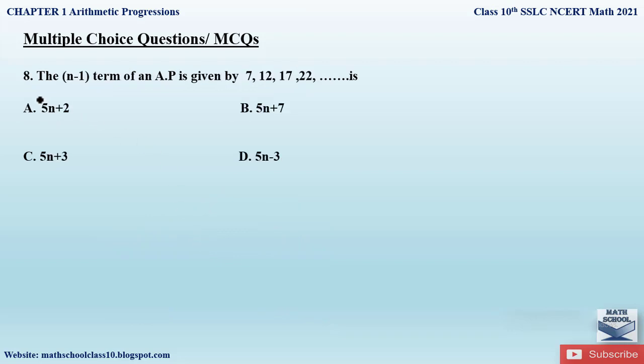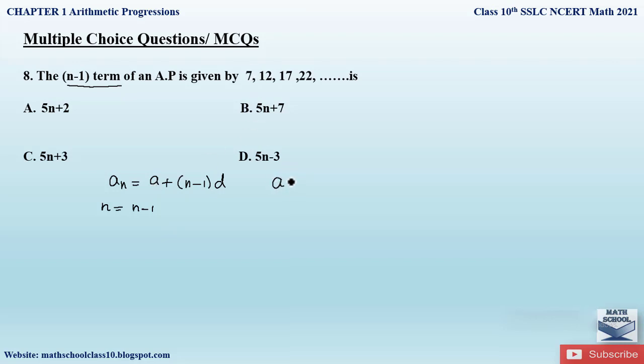Now coming to our next question, that is question number 8. The n minus 1 term of an AP given by 7, 12, 17, 22 is. So previously they had asked us to find out the 11th term. Now they're asking us to find out the n minus 1th term in the given AP, right? So again we will use the same nth term formula, which is given as an is equal to a plus n minus 1 into d. Now since they're asking us the n minus 1 term, we will substitute the n value as equal to n minus 1. And what is our a value? It is the first term of the given AP.